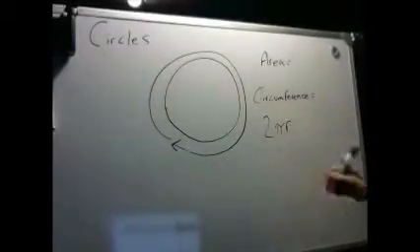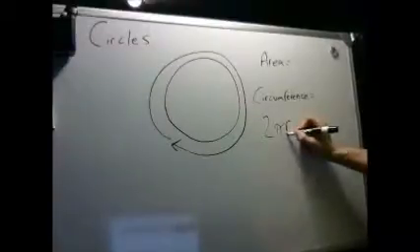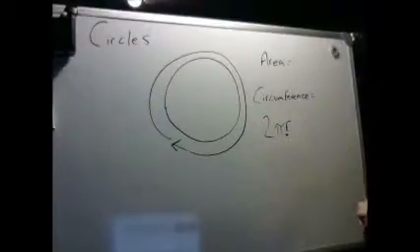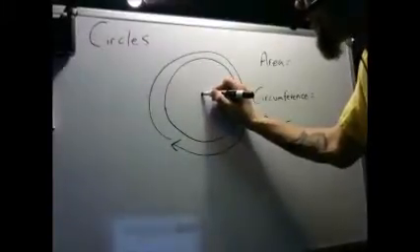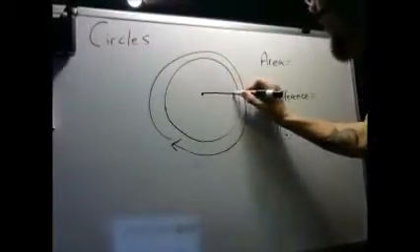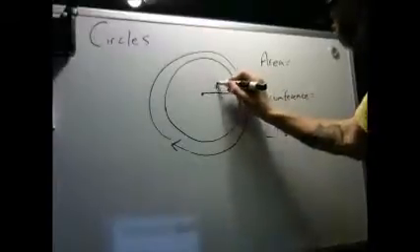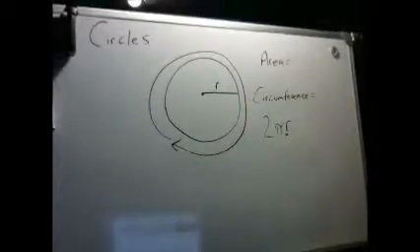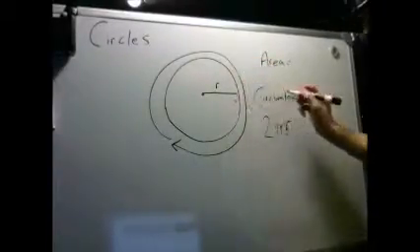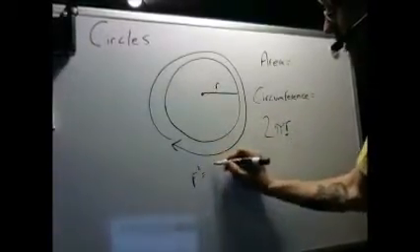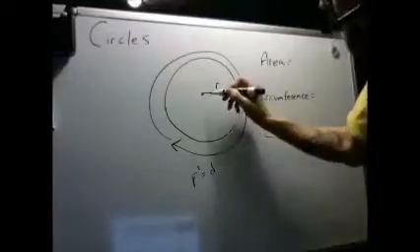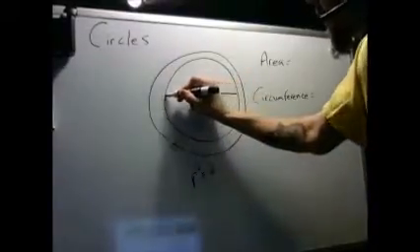Now what that tells us is this r value is the radius of the circle, and the radius is determined from the center point here to the edge of the circle. This is the radius. Now you'll probably recall that the radius, if we say r squared, then we're referring to the diameter, which would be the entire length across the circle.